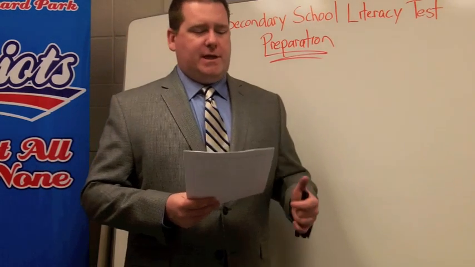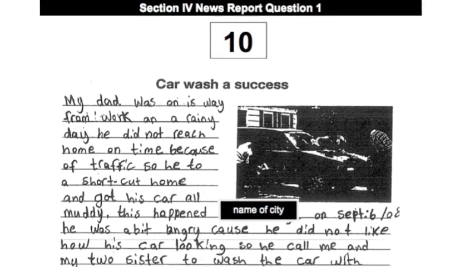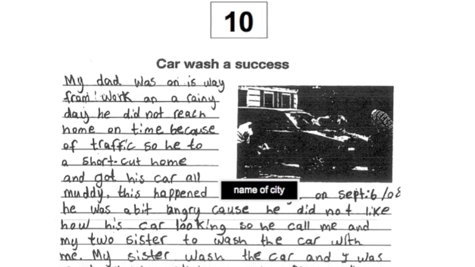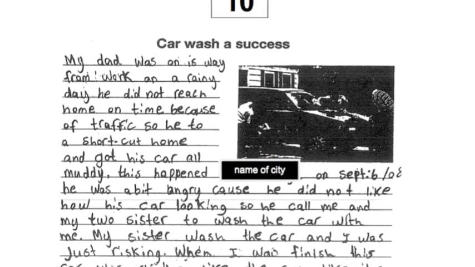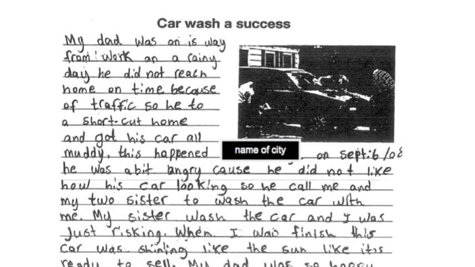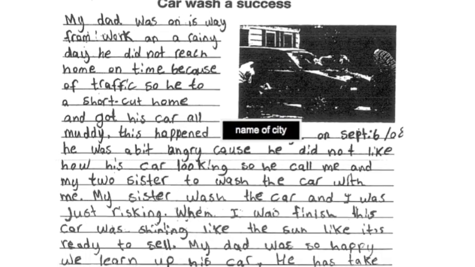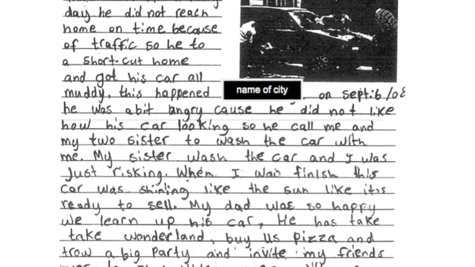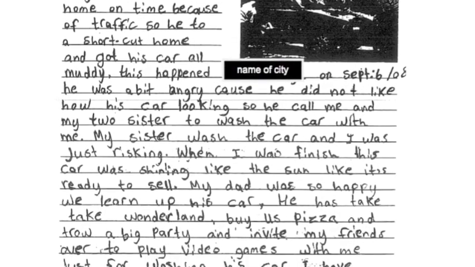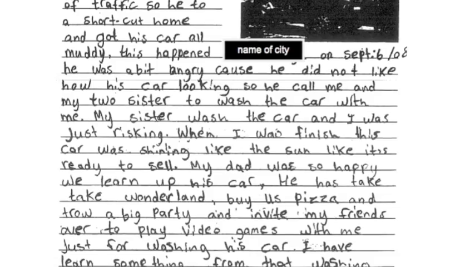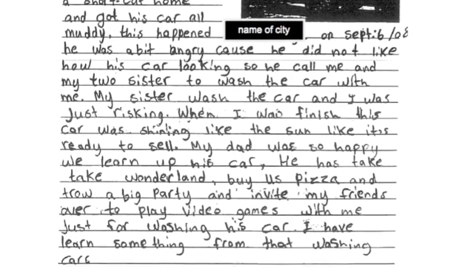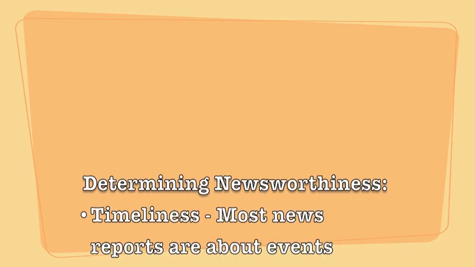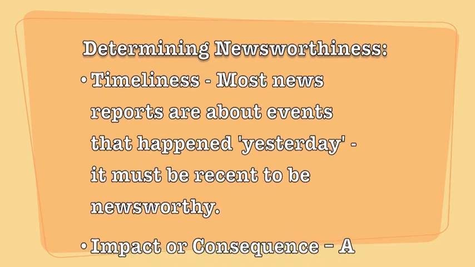If you look at the first example, this received a score of 10. Remember, this is a score of 10 out of a possible 60. It seems to all be written in one block of text. It says, "My dad was on his way from work on a rainy day. He did not reach home on time because of traffic, so he took a shortcut home and got his car all muddy."